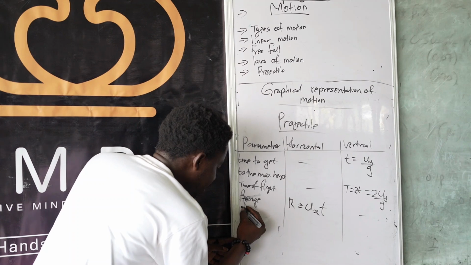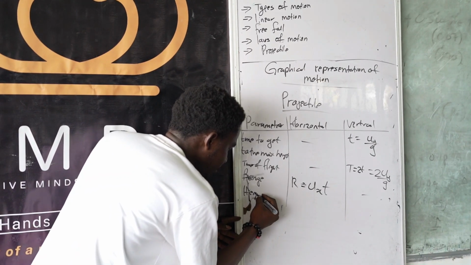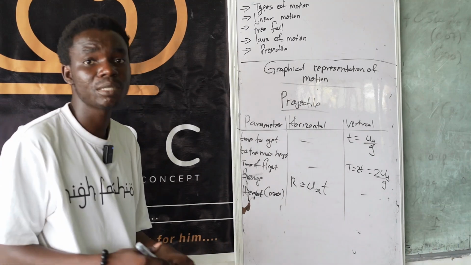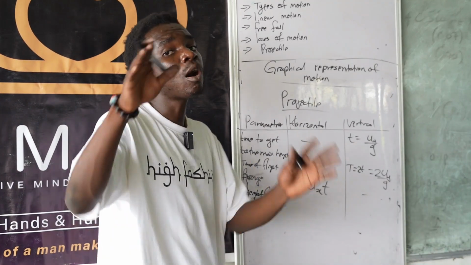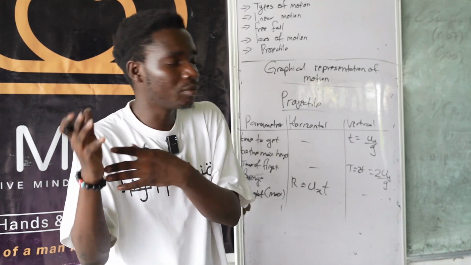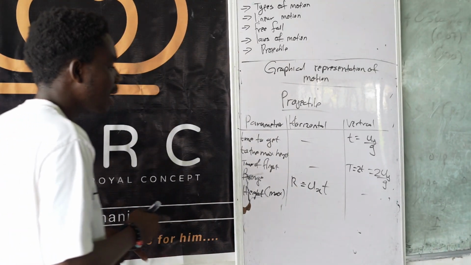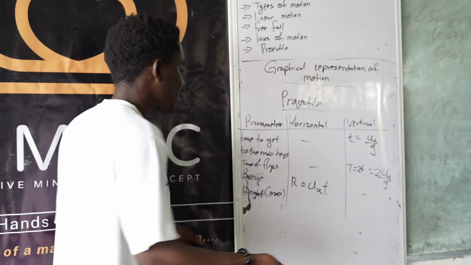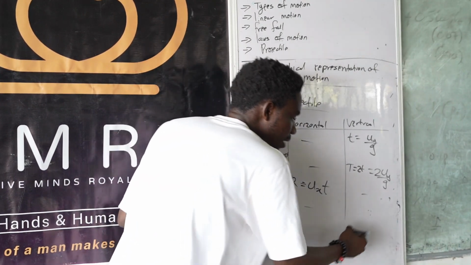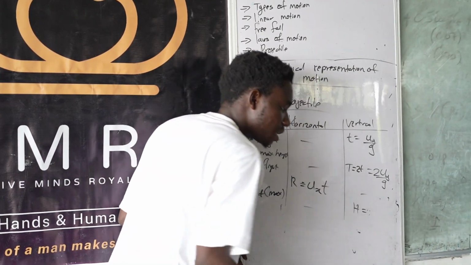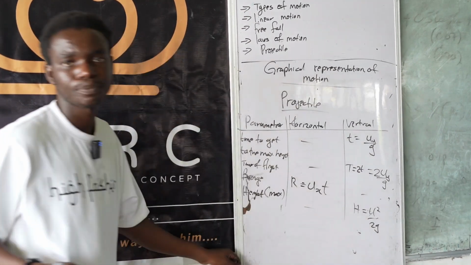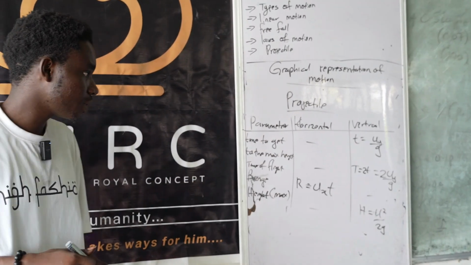Then we now have what we call the height. Usually they ask for the maximum height most of the time. It's not composite, it's maximum height too. Now, if it is maximum height, height is vertical. There's nothing to do with that in the horizontal. But in the vertical, our h, which is the maximum height, is equal to u square over 2g. This is the short formula for it.